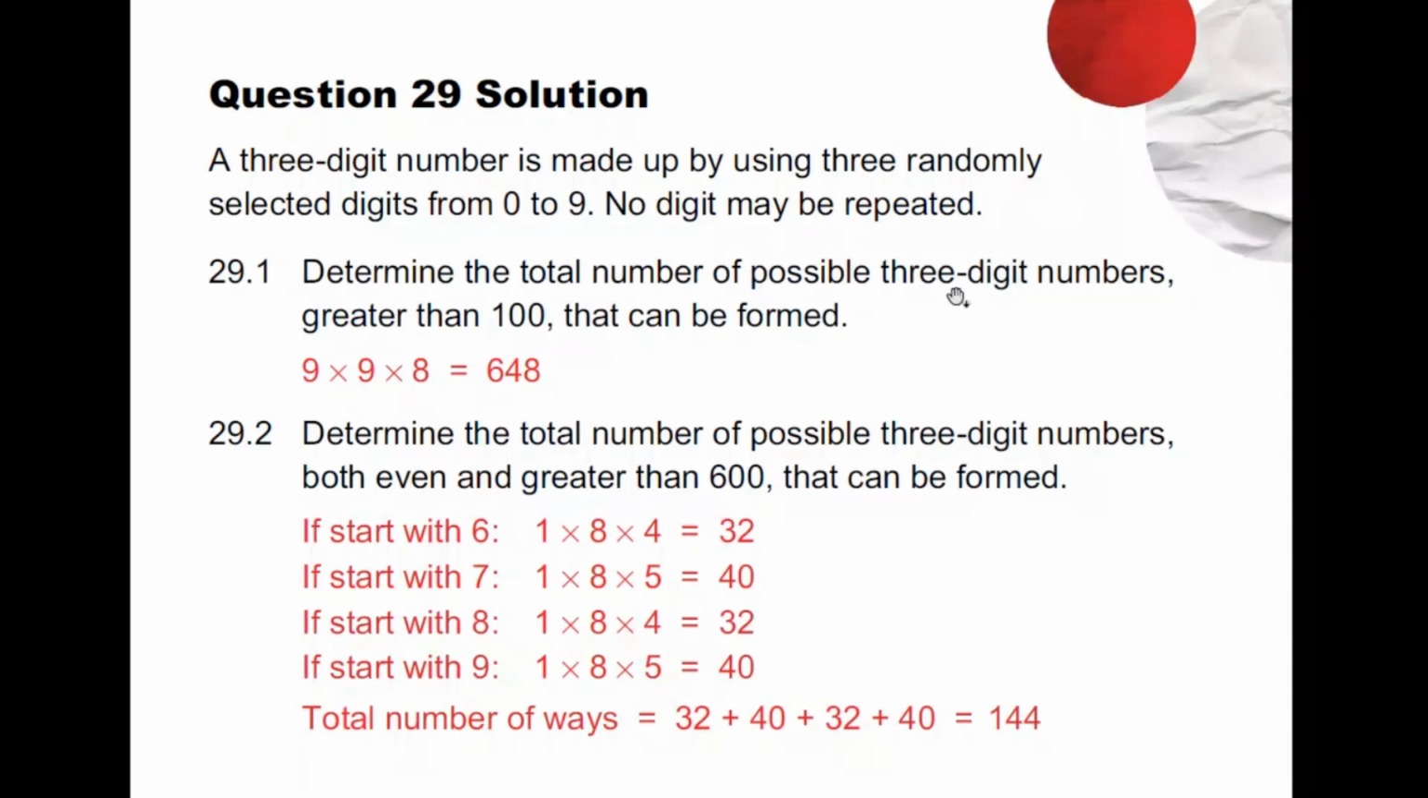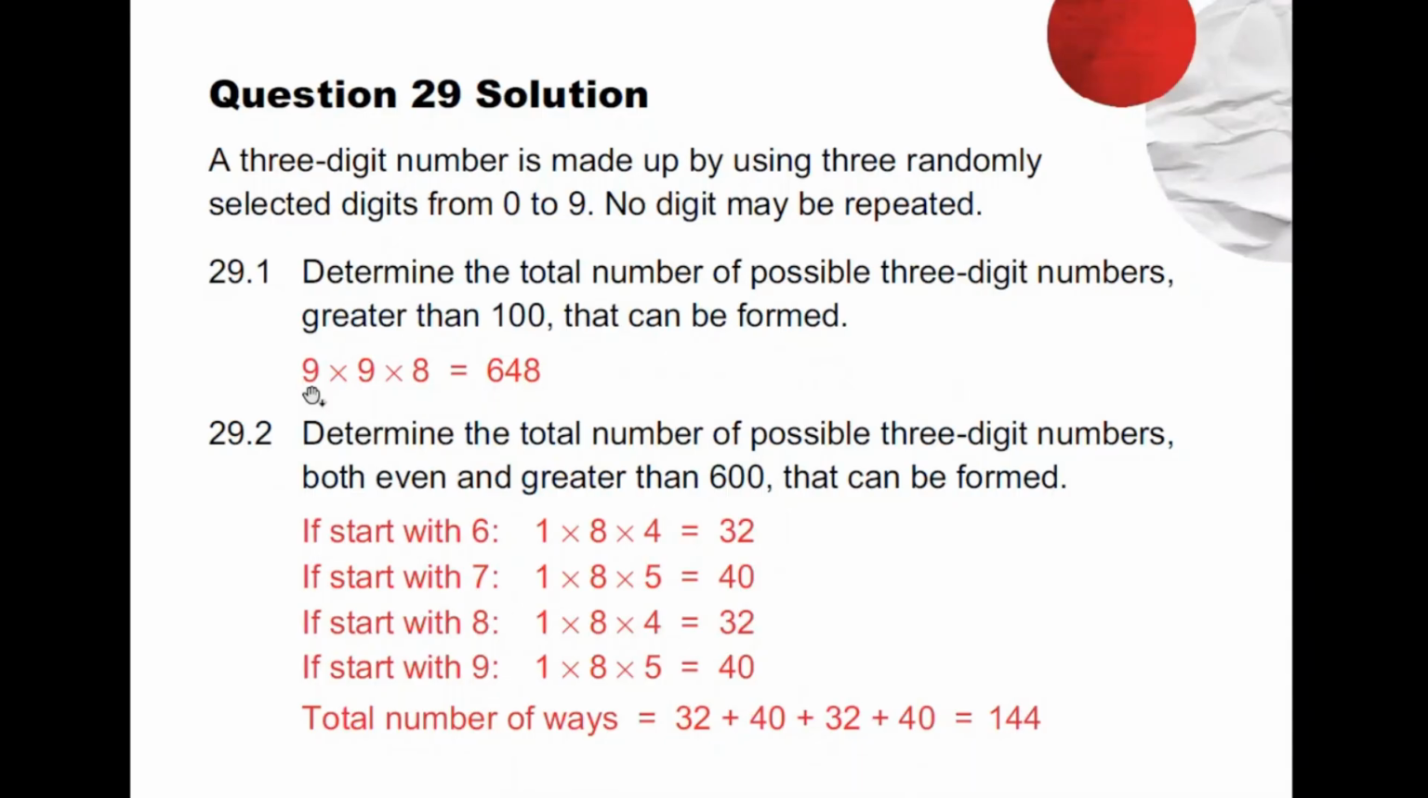Right. 3-digit numbers. I'm using all the digits, so I've got 10 digits at my disposal. Okay. No digits may be repeated. I want numbers greater than 100. So in my first slot, how many options do I have? Well, 0 to 9 is 10 digits, but I can't start with a 0 because it must be bigger than 100. So there are only 9 possibilities there because I can't start with a 0.